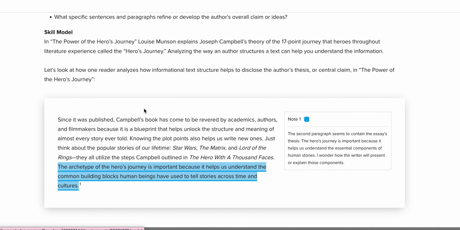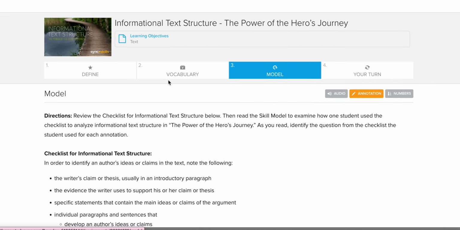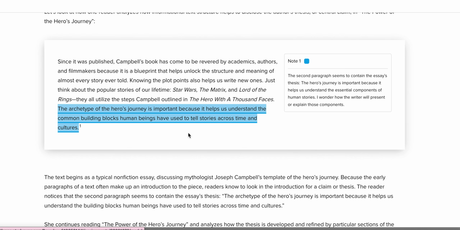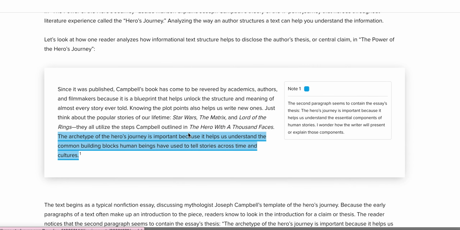So looking at The Power of the Hero's Journey, the student that analyzed it here is looking towards the beginning of the essay, and in the second paragraph, which is still technically the introduction, there's also no law that says that you have to have a one paragraph introduction, even though that's what we typically do in school. In this case, this essay has a two paragraph introduction.